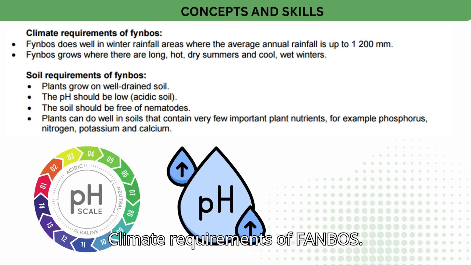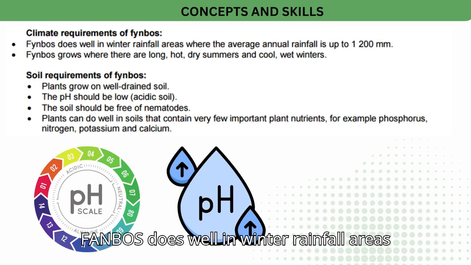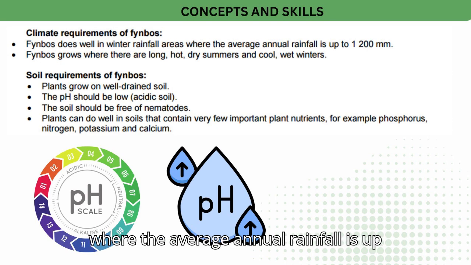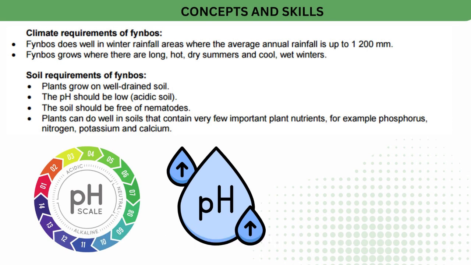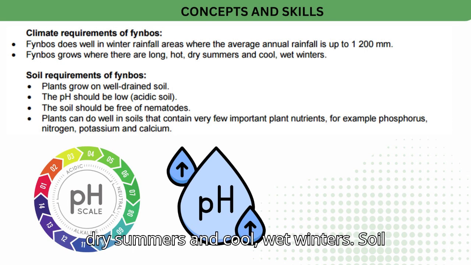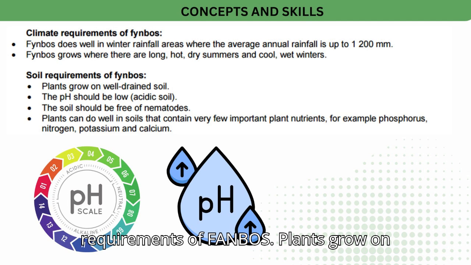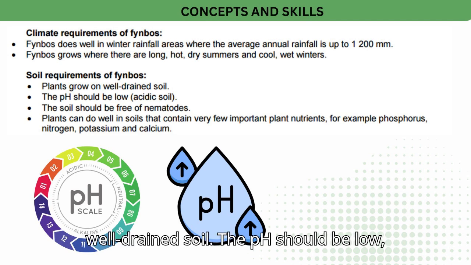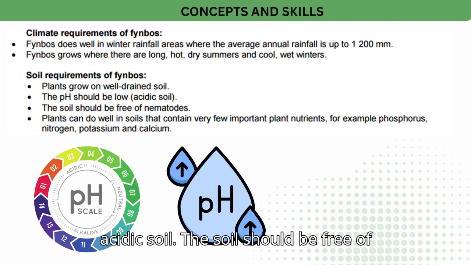Climate requirements of fynbos. Fynbos does well in winter rainfall areas where the average annual rainfall is up to 1-200 mm. Fynbos grows where there are long, hot, dry summers and cool, wet winters. Soil requirements of fynbos. Plants grow on well-drained soil. The pH should be low, acidic soil.